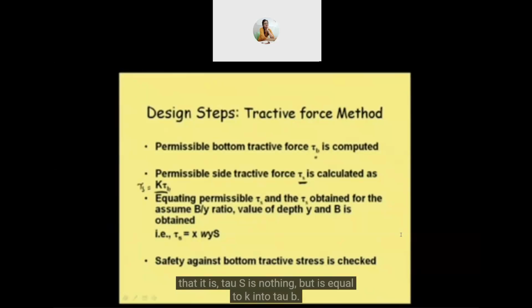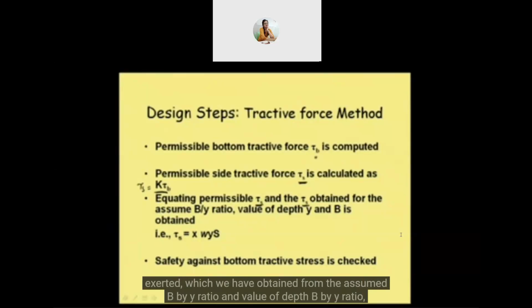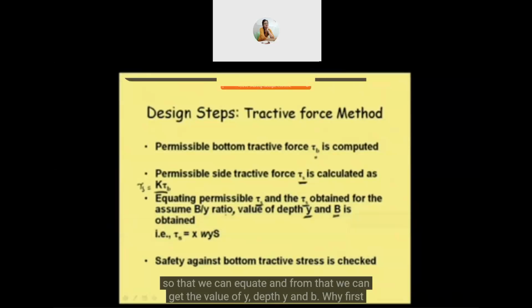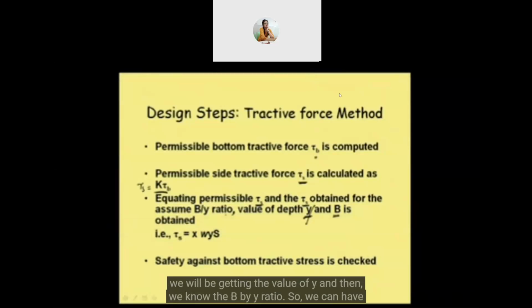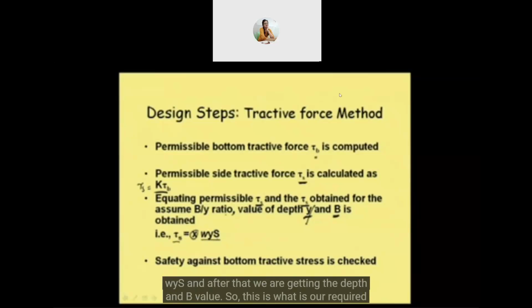Then we equate the permissible tractive stress at the side with the tractive stress exerted, which we obtain from the assumed B by Y ratio, and from that we can get the depth Y and B. First we get the value of Y, and then, since we know the B by Y ratio, we can get B directly. How do we get this tau S? Tau S is that fraction multiplied by WYS, and after that we get the depth and B value.